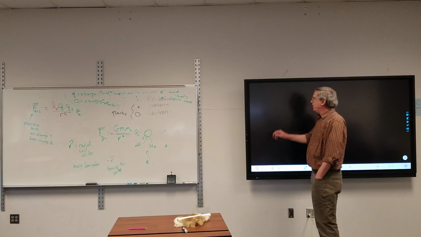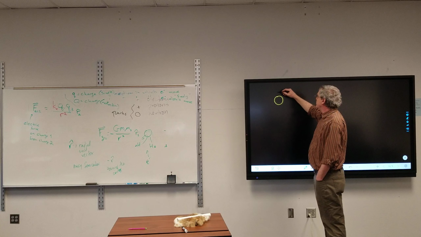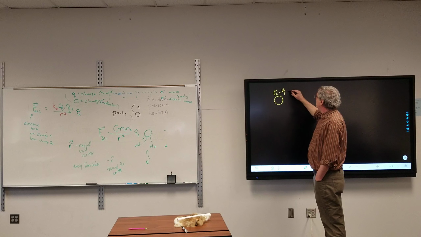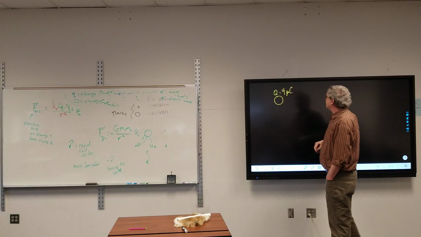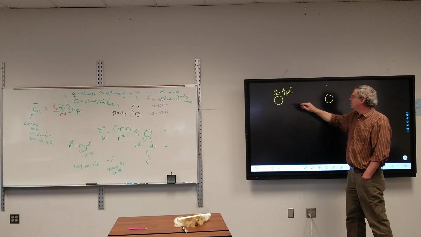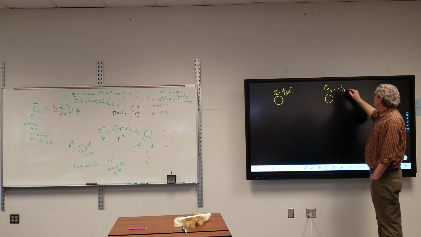All right, let's do a little plug and chug. I've got a charge here, let's assume a point charge with a charge of 4 microcoulombs. I have a charge here, call that Q1. Q2 is -3 microcoulombs.